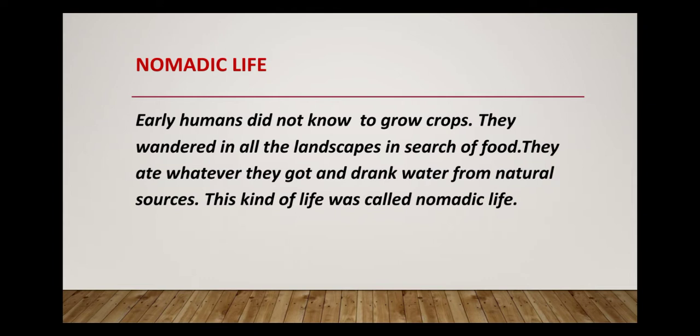Nomadic life. Early humans did not know how to grow crops. They wandered across all the landscape in search of food. They ate whatever they got and drank water from natural sources. This kind of life was called nomadic life.